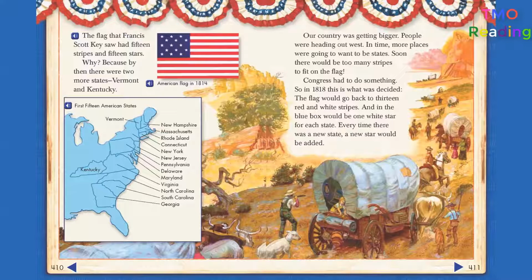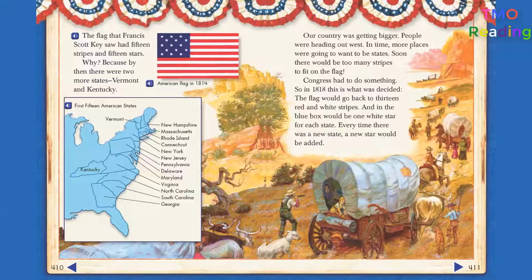So in 1818, this is what was decided. The flag would go back to 13 red and white stripes. And in the blue box would be one white star for each state. Every time there was a new state, a new star would be added.